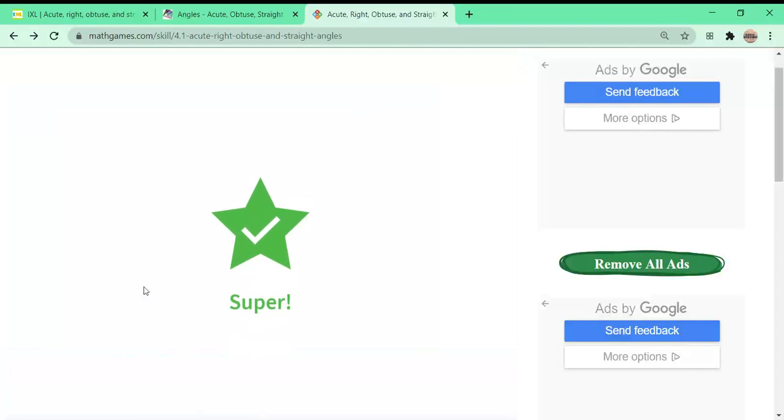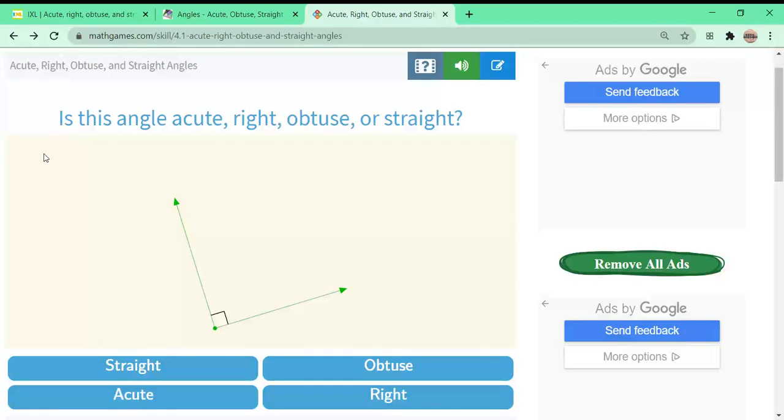Super. Is this angle acute, right, obtuse, or straight? This is definitely a right angle because it is 90 degrees and it can fit a perfect square inside of the square. So it's definitely a right angle.